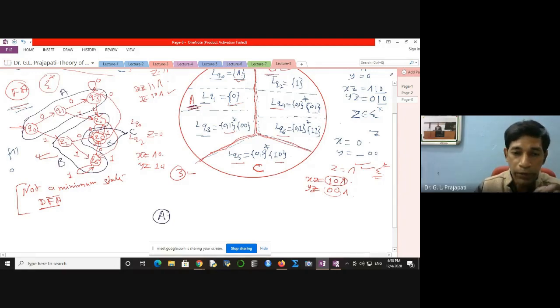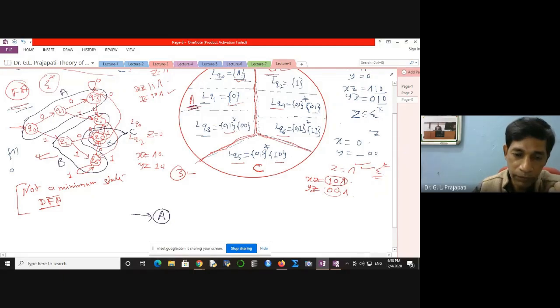So now the question is whether this is the initial state of your FA or not. How would you know? A is the equivalence class, and in A the string from the set LQ0 is there, and Q0 is the initial state here. So you can mention this as the initial state. Now you have to give the transition for 0 and 1.